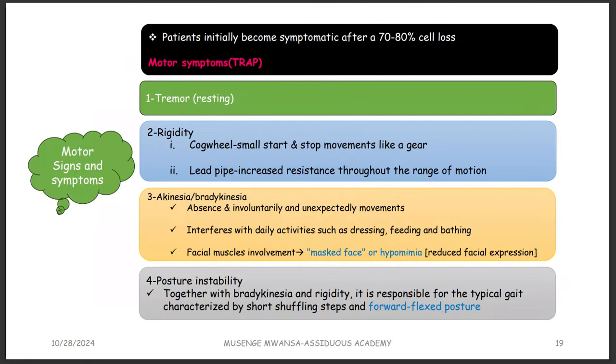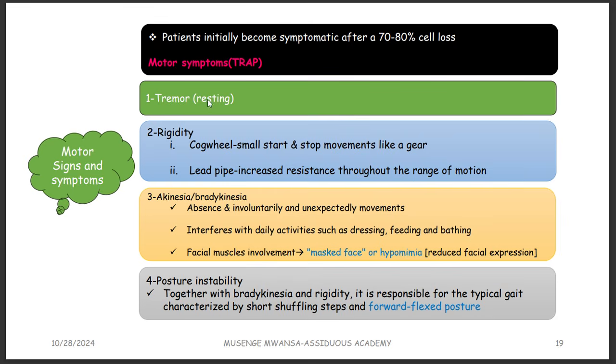Now let's talk first about the features, or the characteristics, or the signs and symptoms. You can find nice questions from papers on this. We can use the mnemonic TRAP. So for Parkinson's disease, we have got motor symptoms and the non-motor symptoms. So for the motor ones, we have got TRAP.